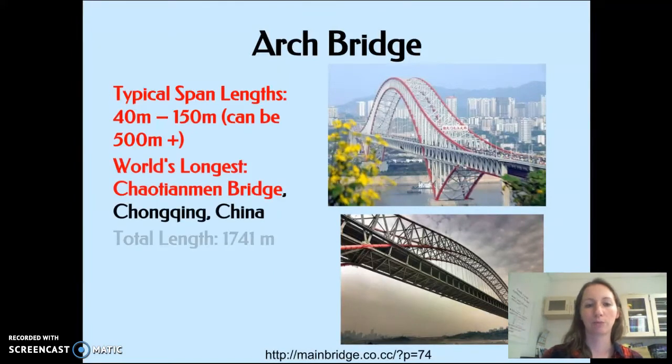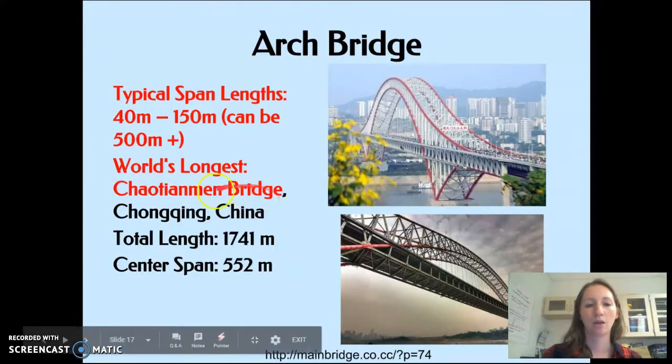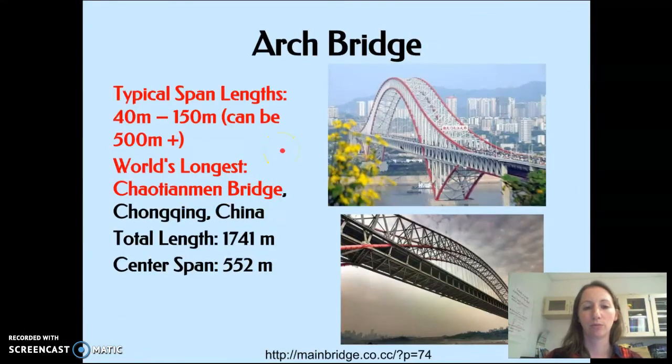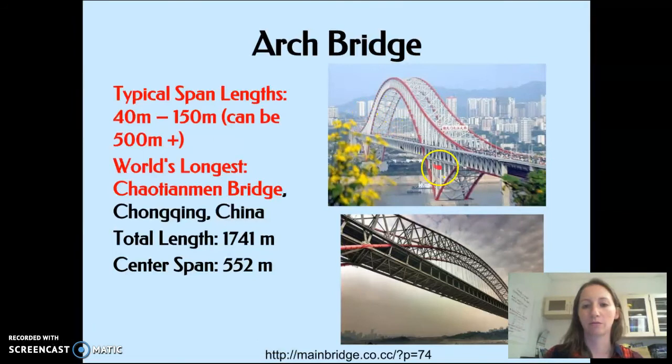Alright, typical span lengths for an arch bridge. About 40 to 150 meters, so they can get a little bit longer than the unsupported beam bridges, but not much. The world's longest is in China, and the longer they are, the more supports they need, really. You can see that there's a truss design in here, right? So the truss provides extra support.